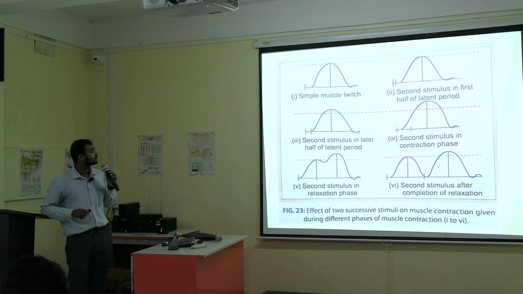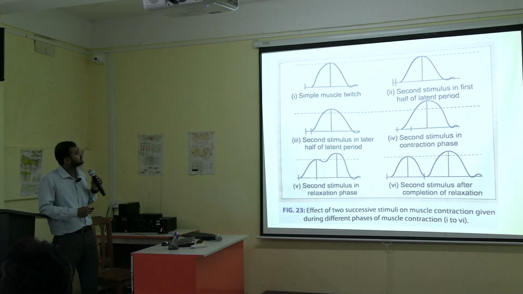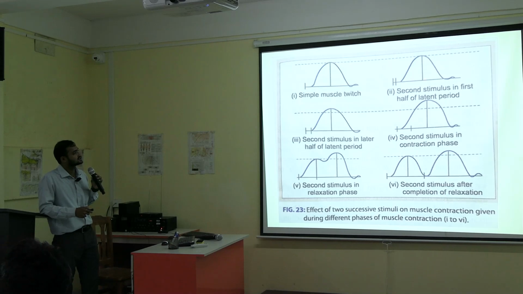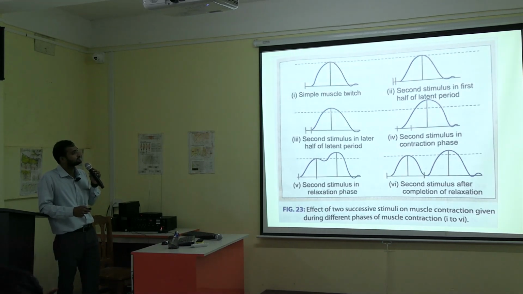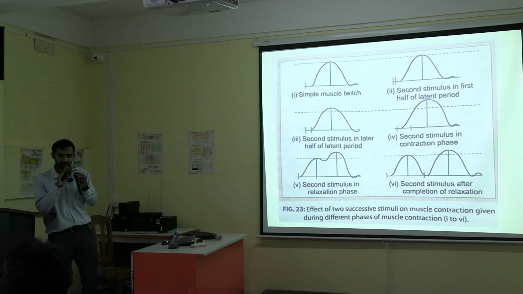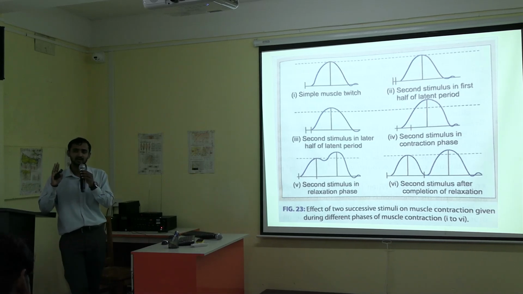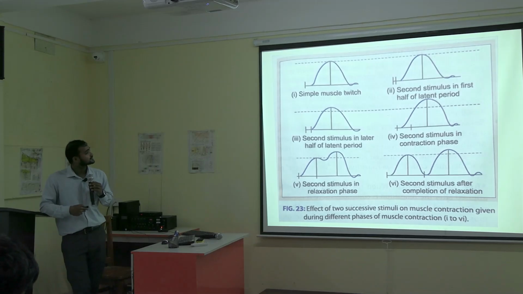So the first stimulus we have given, the curve will be like this, as we have taken in our previous classes. Now the second stimulus, this. So we'll apply the stimulus here. There are two parts. If we divide the latent period equally into two parts, here no response is seen.